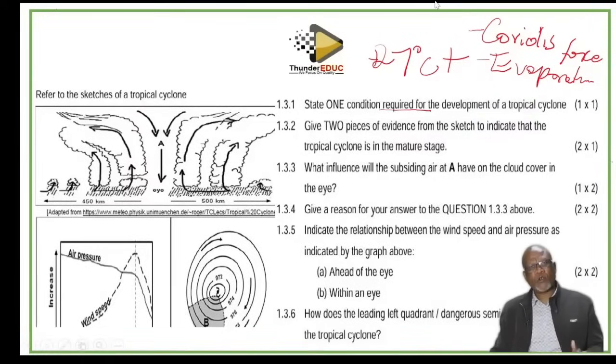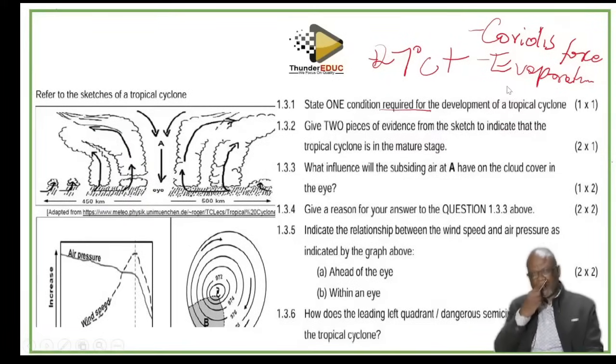And again, this is the low pressure, that is the evaporation, that will further result in the release of latent heat to the tropical cyclone as the energy source for the tropical cyclone. Because the tropical cyclone needs energy. And where does the tropical cyclone get its energy from? From the latent heat.